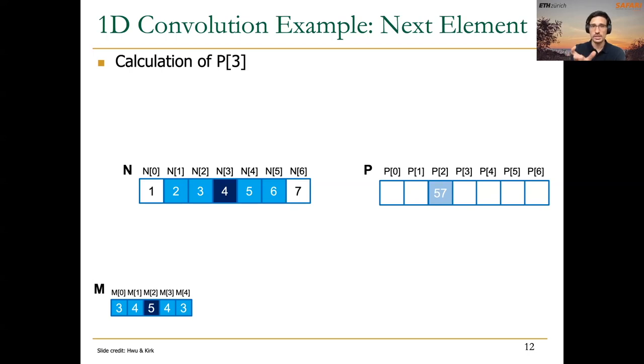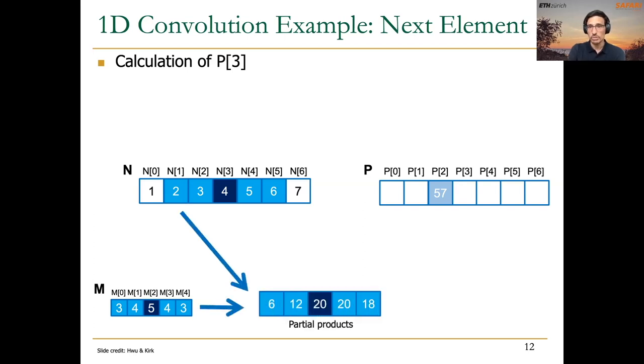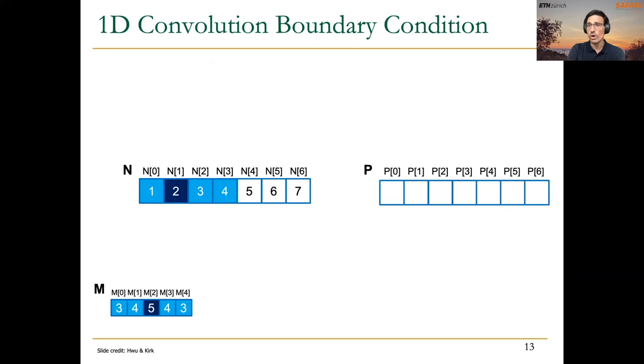We place the mask on top of element N3, and then we perform the multiplications of each element of N multiplied by each element of the mask M. And these are the partial products, and then we reduce them and obtain the value P3. But now what happens when we have to compute for an element that is near the boundary of the input array? In this case, for example, N1.